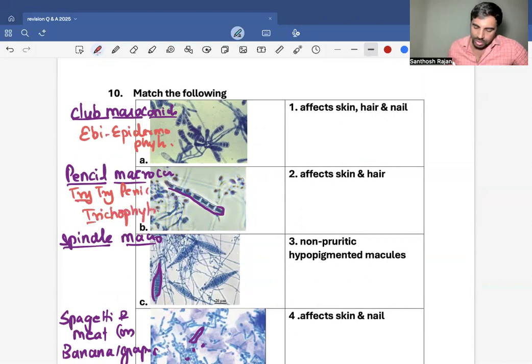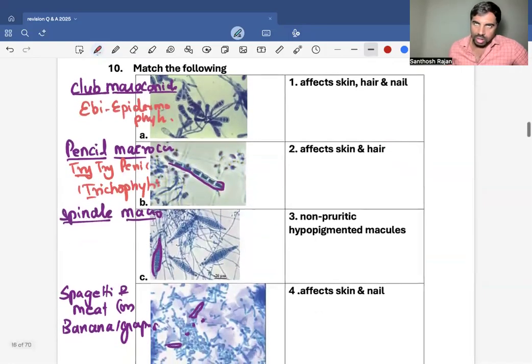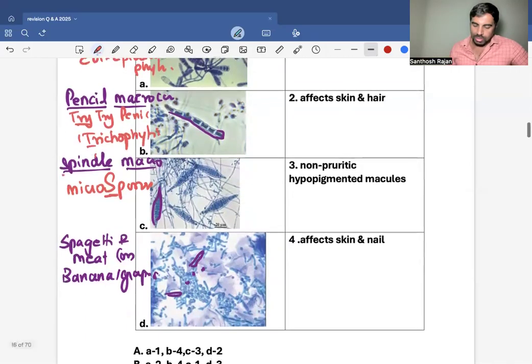Spindle. When I say spindle, it is like micro spindle. So many names are there. If you forget also, okay, here it is microsporum. S for spindle, S for sporum. If you forget also, you have a clue. Or microspindle, however you want. Then the last one is spaghetti meatball appearance.